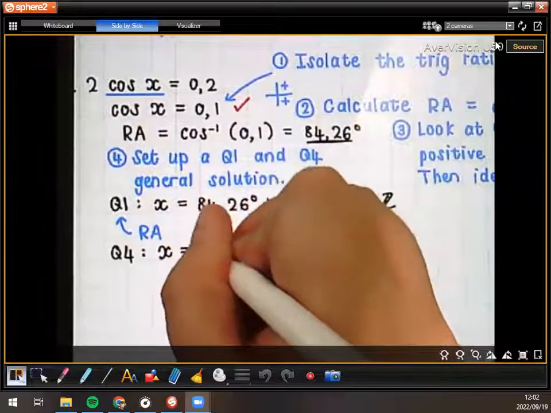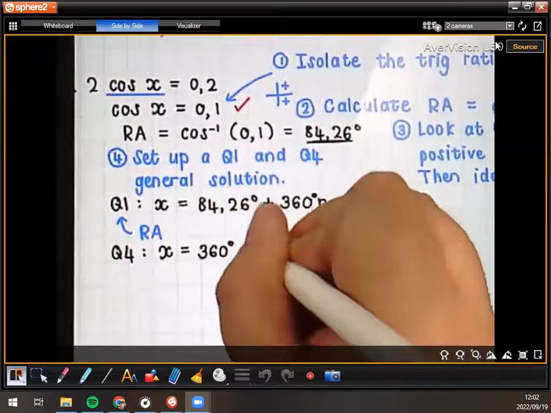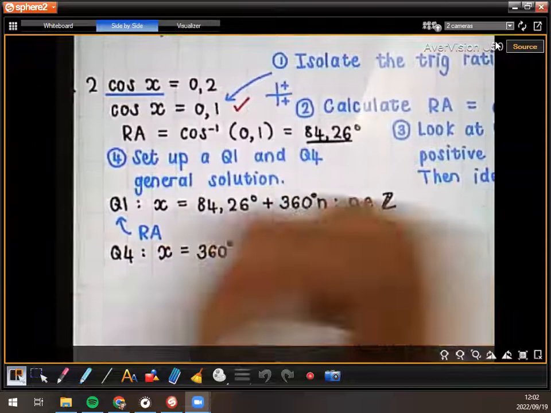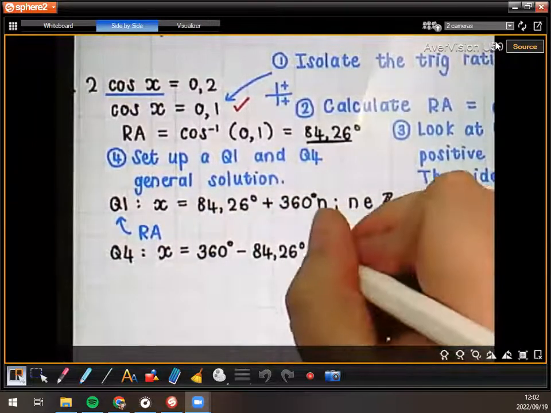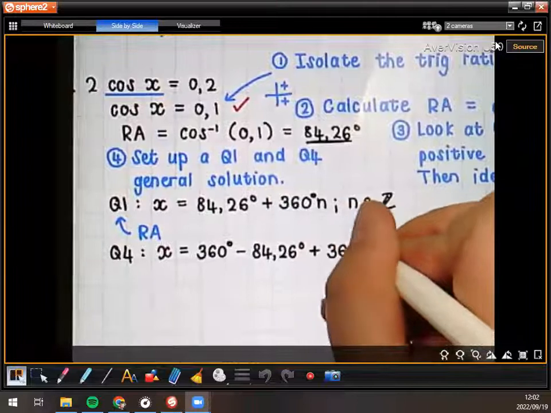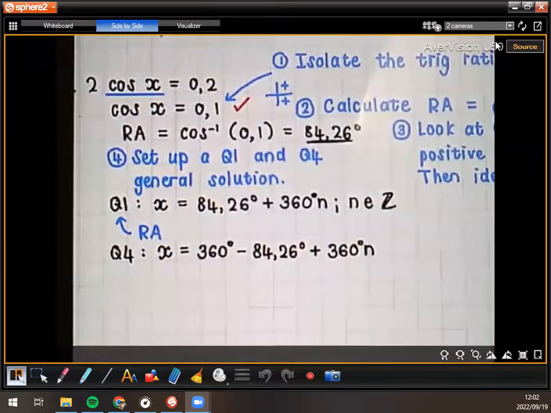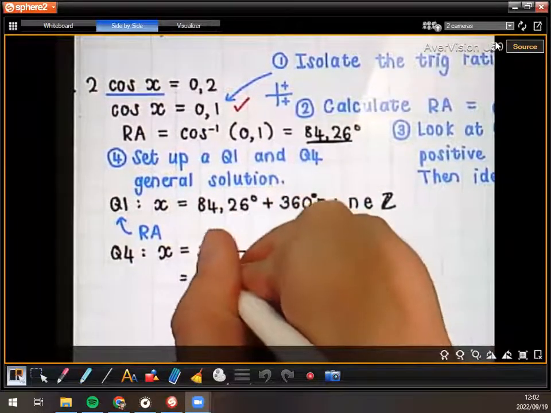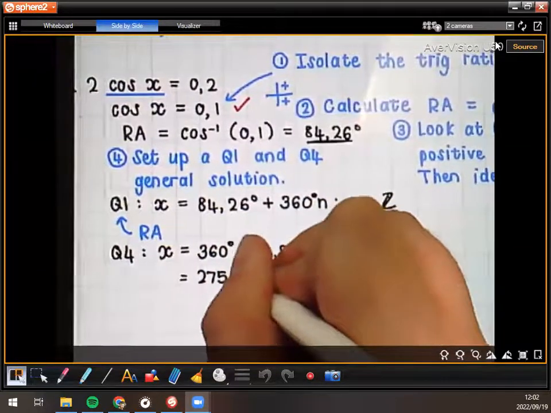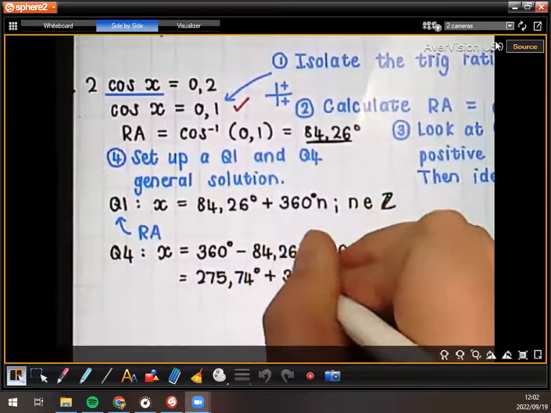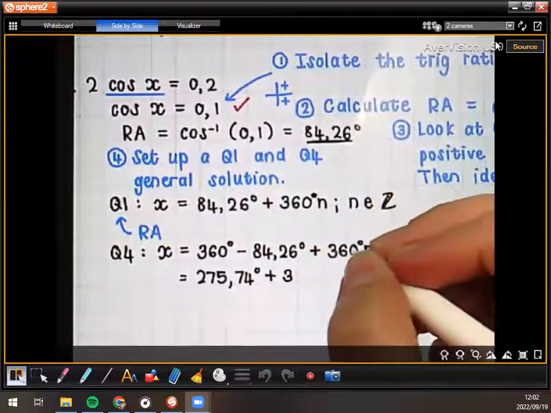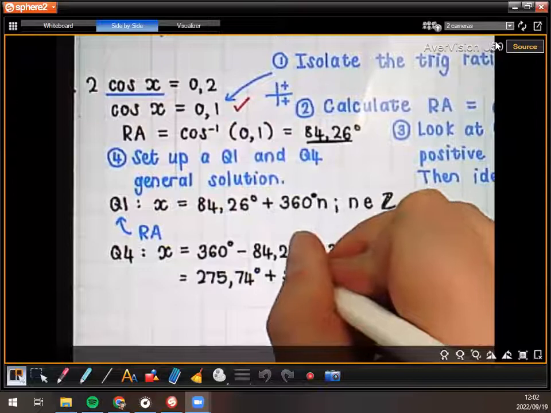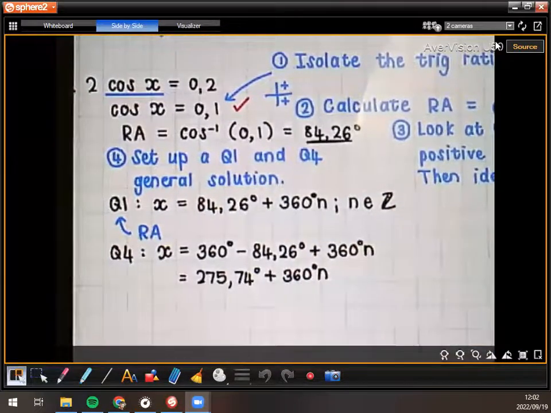So we're going to write down 360 minus 84,26, and again, plus 360n. The 360n you have to write each time, guys. It's just the n element of Z that you only have to write once. Now we need to simplify that. We need to actually work out what this is. This is 275,74 plus 360n.